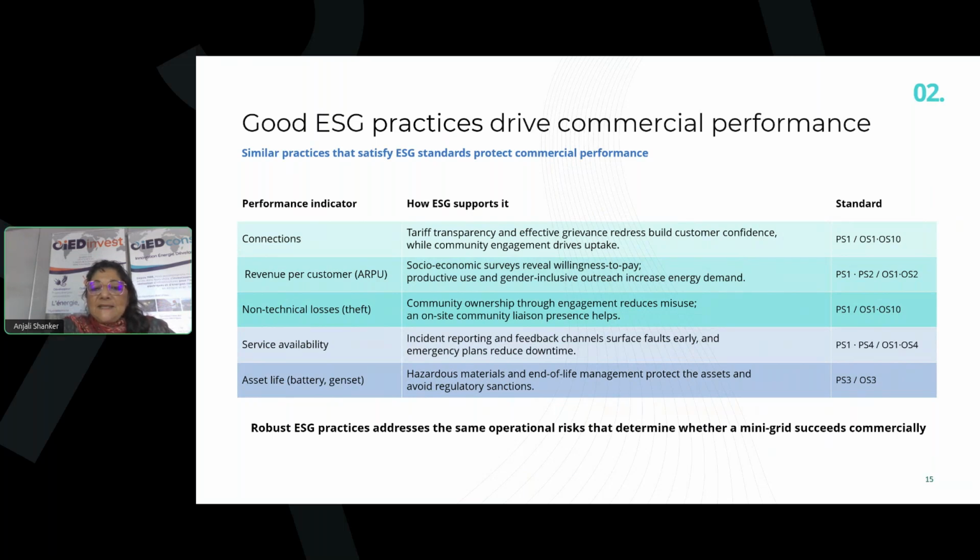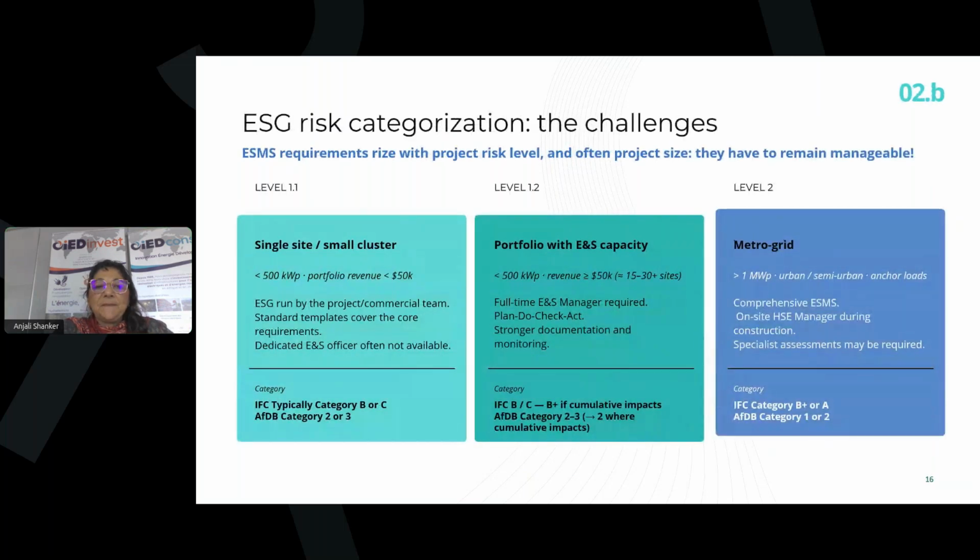So basically, what we're driving at is that ESG practices address the same operational risks and determine whether a mini-grid succeeds commercially. Yep. Now, what are the challenges with ESG categorizations? We've all heard about the categories A, B, and C as regards the corrective measures, which then would need to be applied.